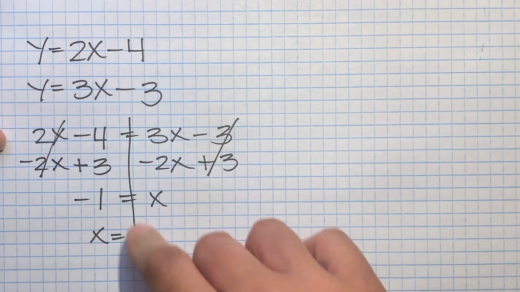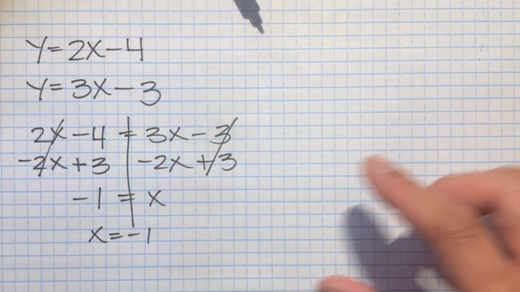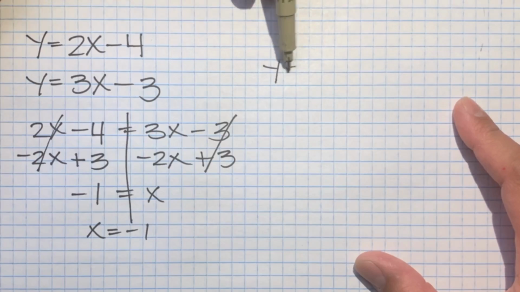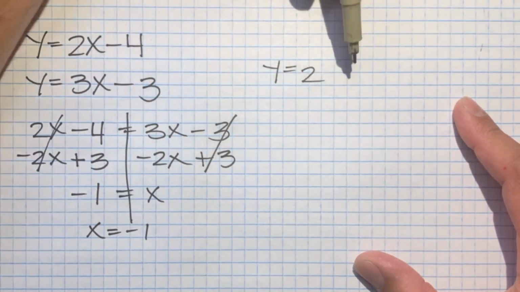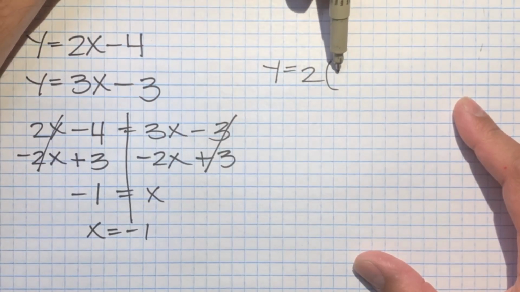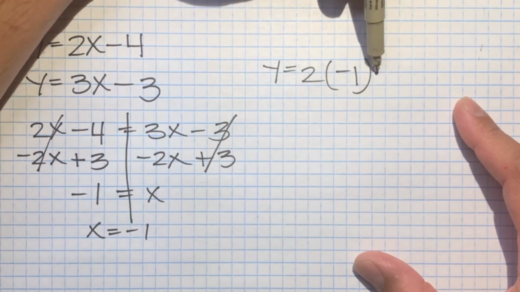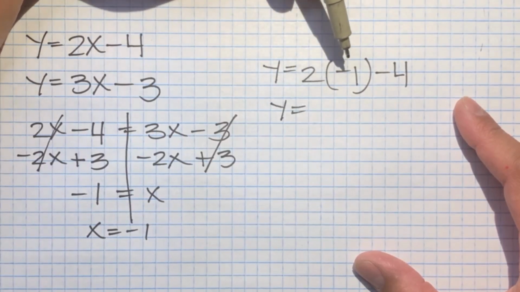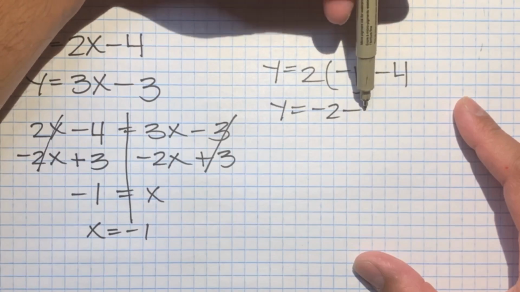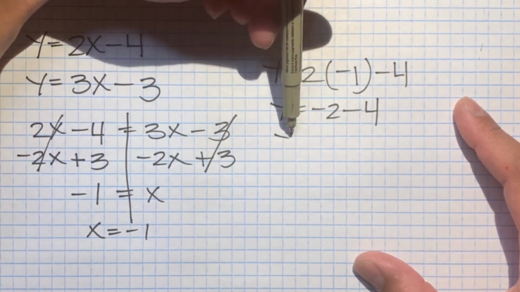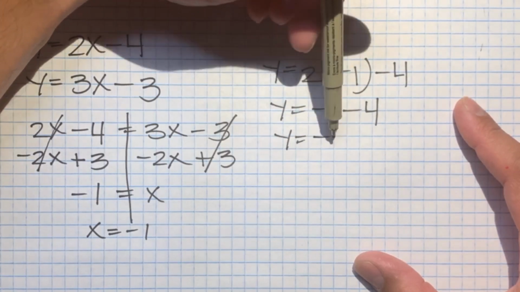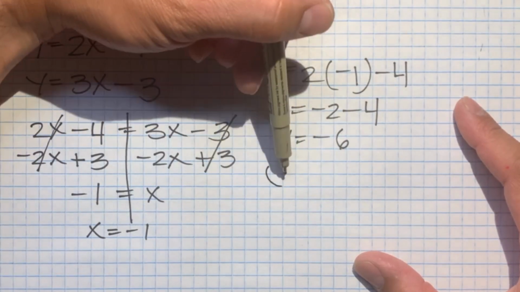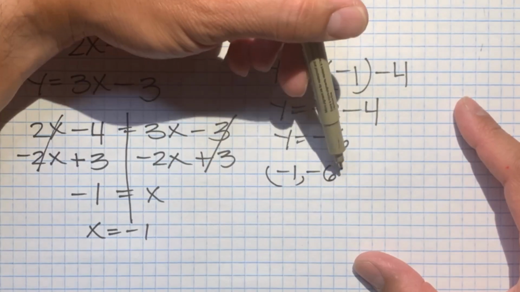Now we're going to plug this back into one of the equations. Doesn't really matter. I'm going to use this top equation over here. So y equals 2, and this is our x value. So I'm going to plug it in or substitute into x minus 4. So y equals 2 times negative 1 is negative 2 minus 4. And y equals negative 2 minus 4, which is negative 6. And so our answer is (negative 1, negative 6).